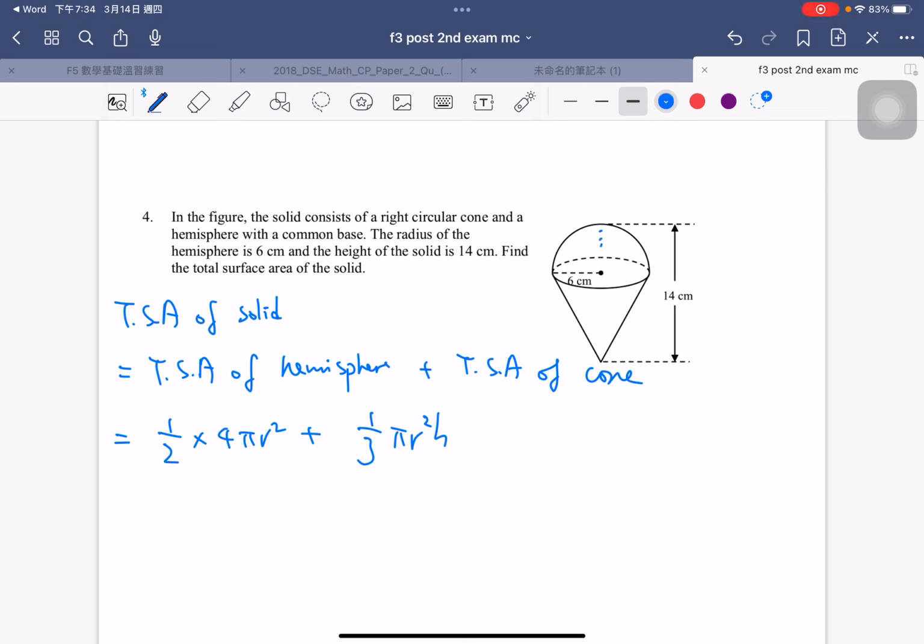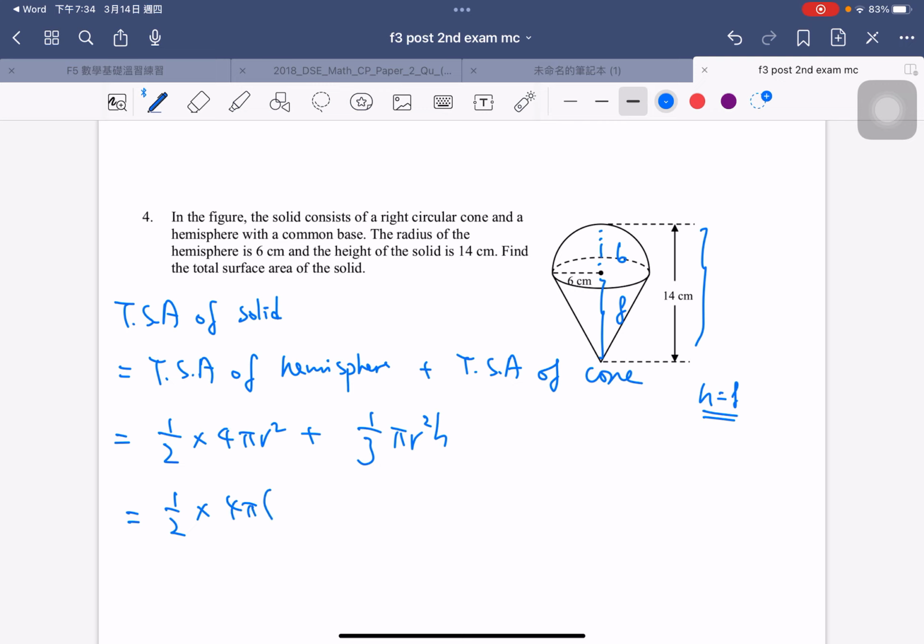So I say again, this part is the radius of the hemisphere, which is 6 as well. As the total is equal to 14, the remaining part here is just equal to 14 minus 6, which is equal to 8. So now we can substitute all of the numbers inside.